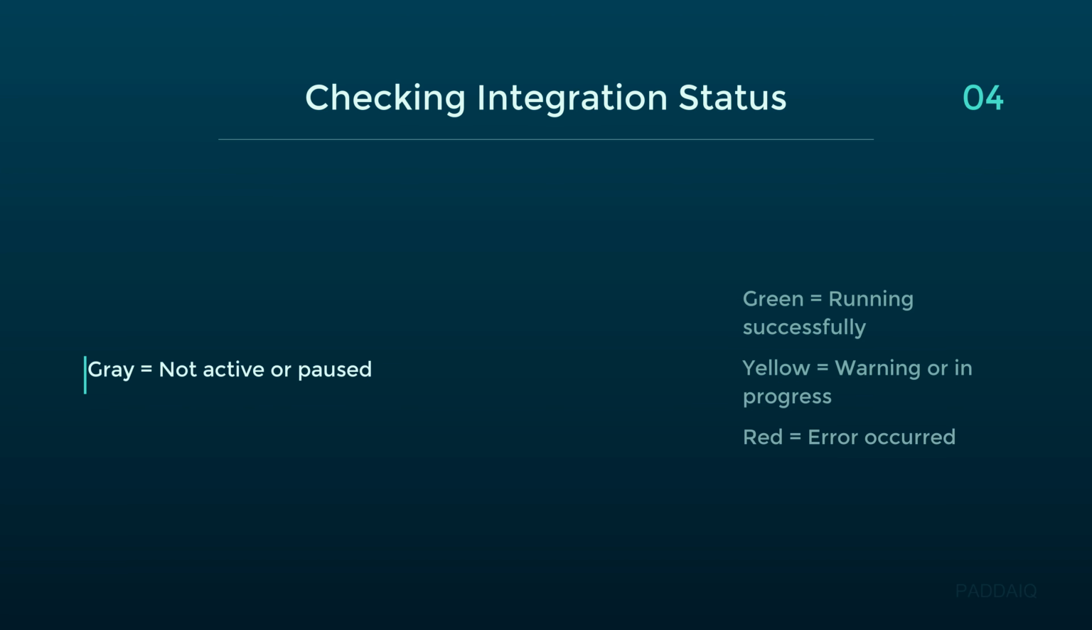Gray is equal to not active or paused. This means the integration is currently stopped and not processing any data. For example, if you pause a connection to an e-commerce site to perform maintenance, its status will show as gray. Always check this status to confirm if your integration is running or not.